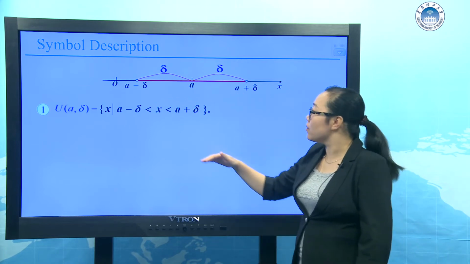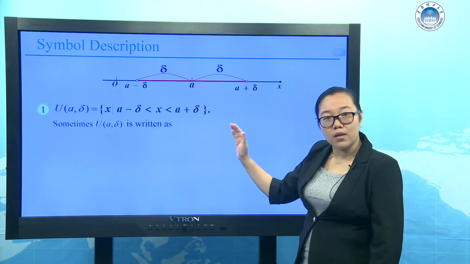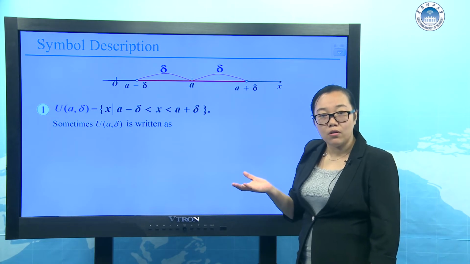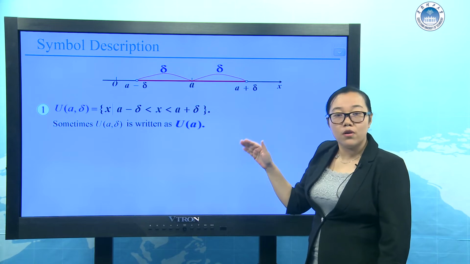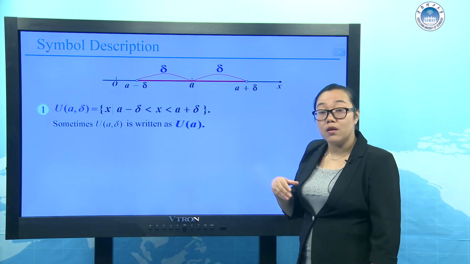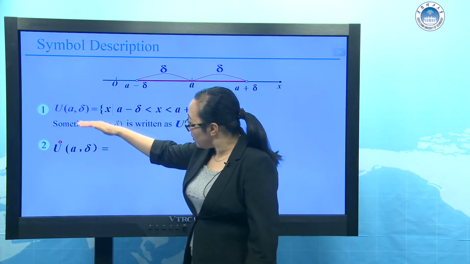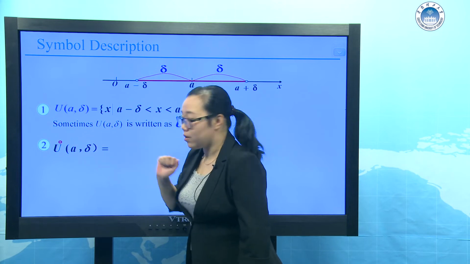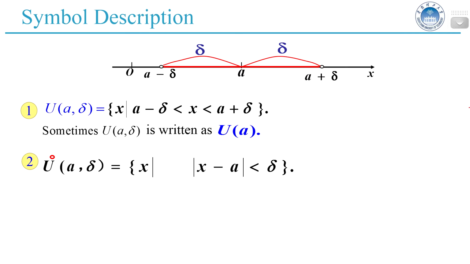U(A, delta) means x larger than A minus delta and less than A plus delta. Sometimes U(A, delta) is written in this form, U(A), which means we don't care about the value of delta. Look at this expression. How about the difference? Yes, the red circle. The red circle means the absolute value of x minus A is less than delta. Pay attention to the zero: this means x doesn't equal A.